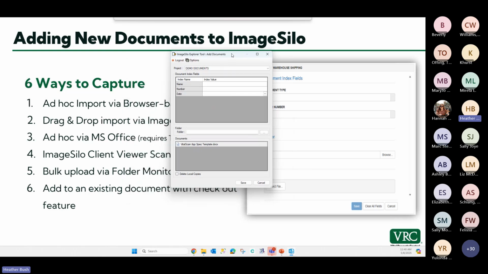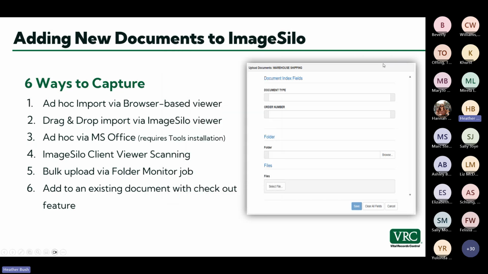I wish I had a better background for you to see this, but this is the box that pops up. And all you have to do is fill in your index values here. If you're putting it in one of your setup folders, you can add that here. You can tell it to delete the local copy or not. And then you just save your document this way. That's really another one of my favorite ways to add documents. I think that that's really pretty fantastic, as a matter of fact.